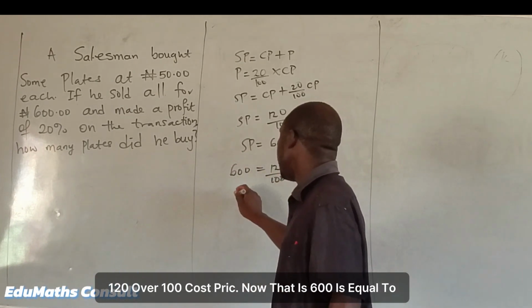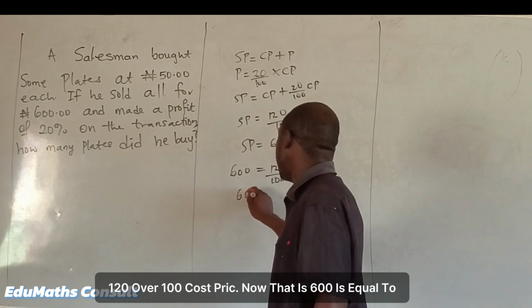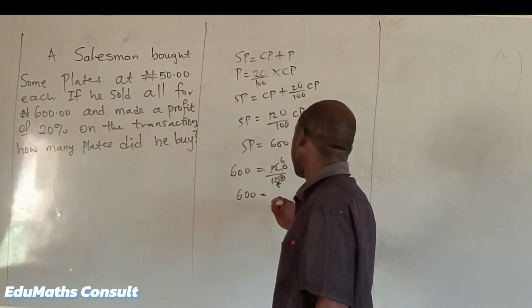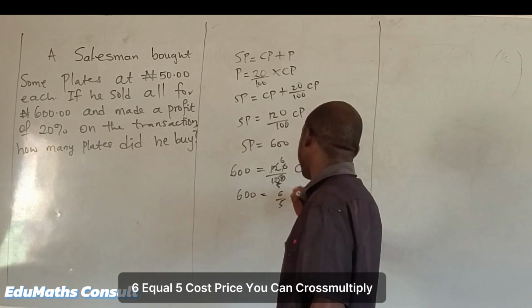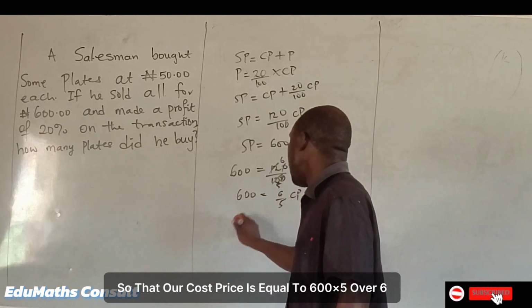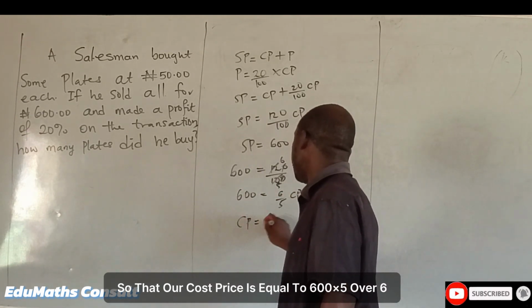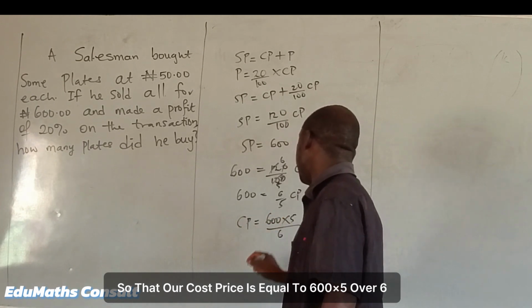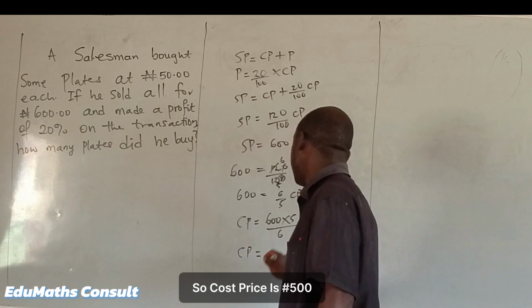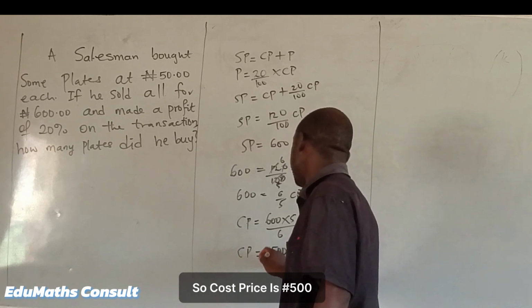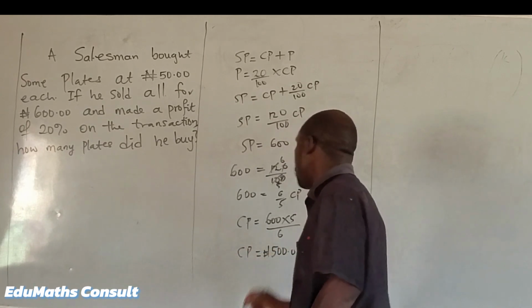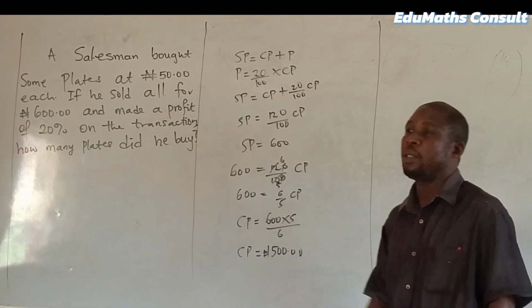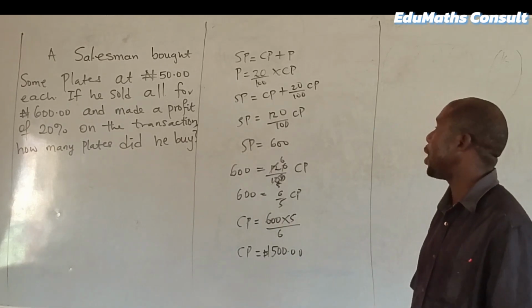Now, that is 600 is equal to 6 over 5 cost price. You can cross multiply, so that our cost price is equal to 600 times 5 over 6. So cost price is 500 naira. If total cost price is 500 naira, this is how much the salesman actually spent.